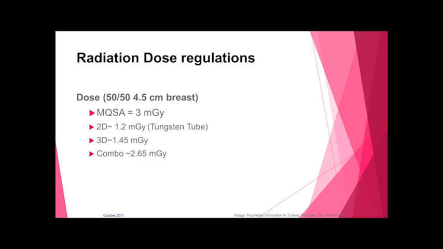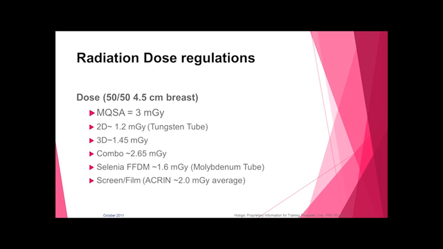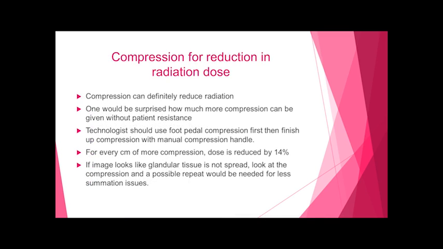When that's added together, it's 2.5 milligray, which is still under the regulated dose of 3 milligray. So you don't have to have special prescriptions for tomo. You don't have to ask the patient permission to do a tomosynthesis because it's still under the regulated dose. Now, if you have a molybdenum tube, it's on average about 1.6 milligray, a little bit higher compared to the tungsten tube. Film screen, on average, was 2.0 milligray.